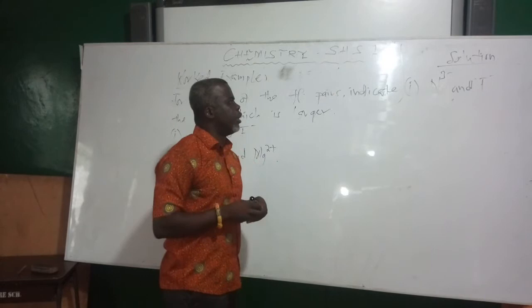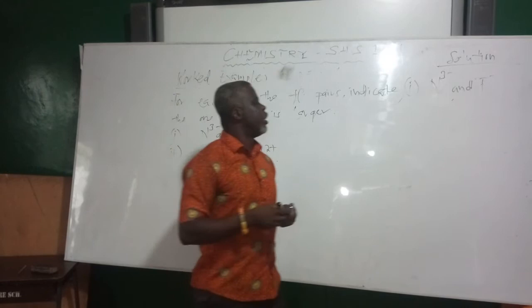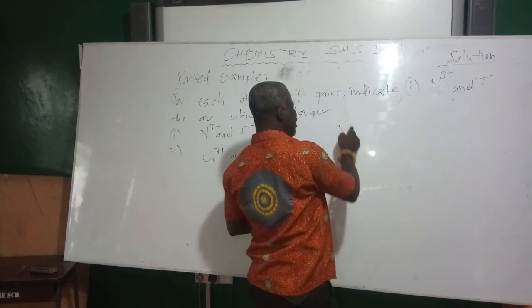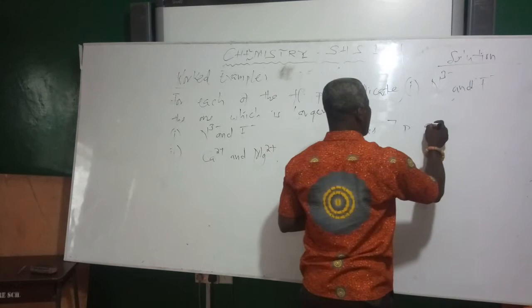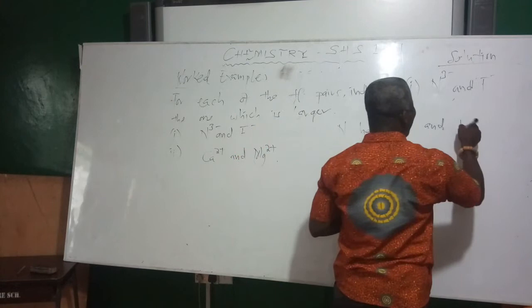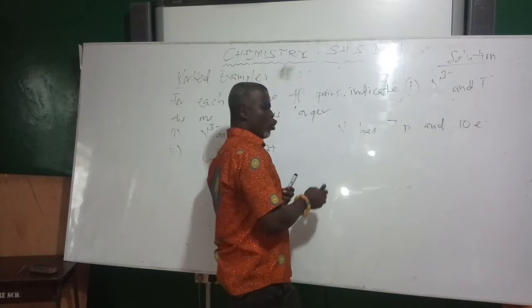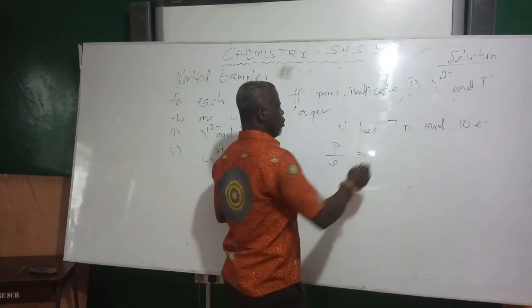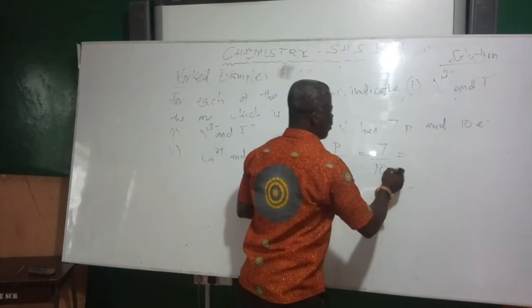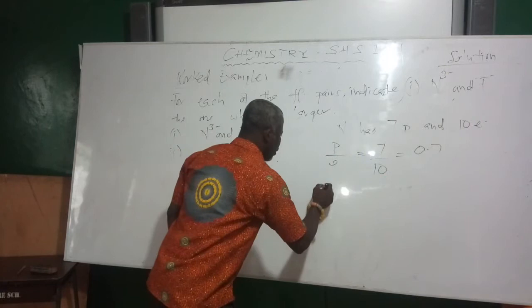Nitrogen is the seventh element, the atomic number is 7, and therefore it has 7 protons. So nitrogen here, N, has 7 protons, and the -3 means that it has gained 3 electrons, so 7 protons and 10 electrons. So the P over E ratio is going to be 7 divided by 10, and this will give us 0.7.